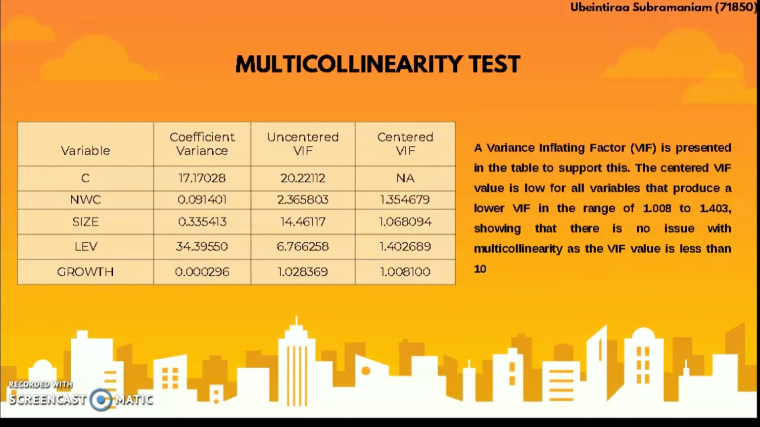So let's see the multicollinearity test. The variance inflation factor (VIF) is presented in the table to support this. The centered VIF value is low for all variables, in the range of 1.008 to 1.43, showing that there is no issue with multicollinearity as the VIF value is less than 10.